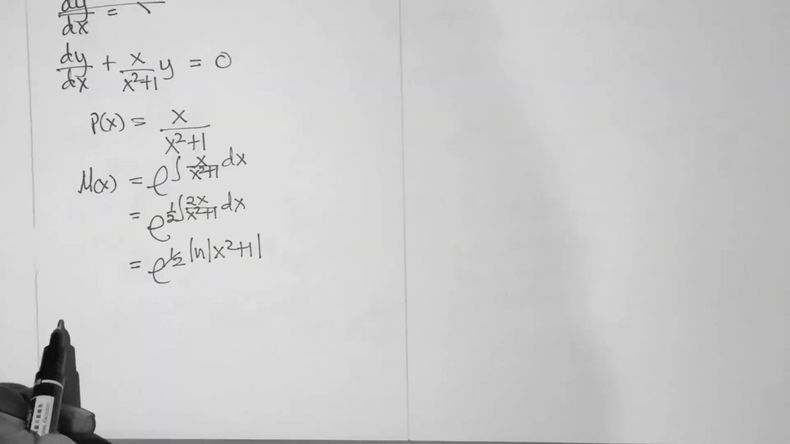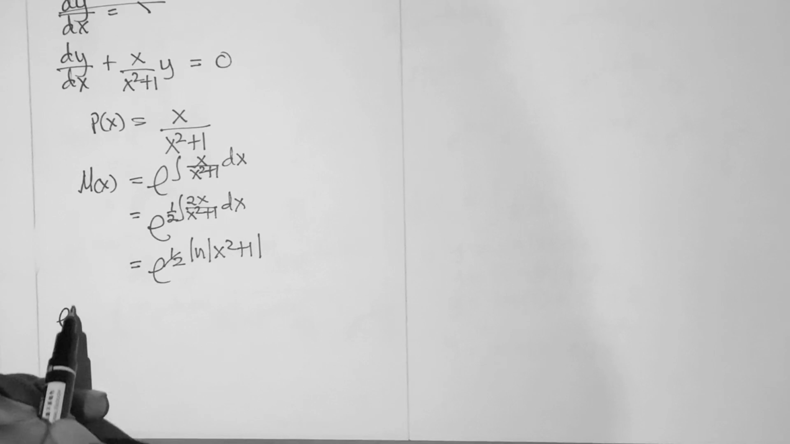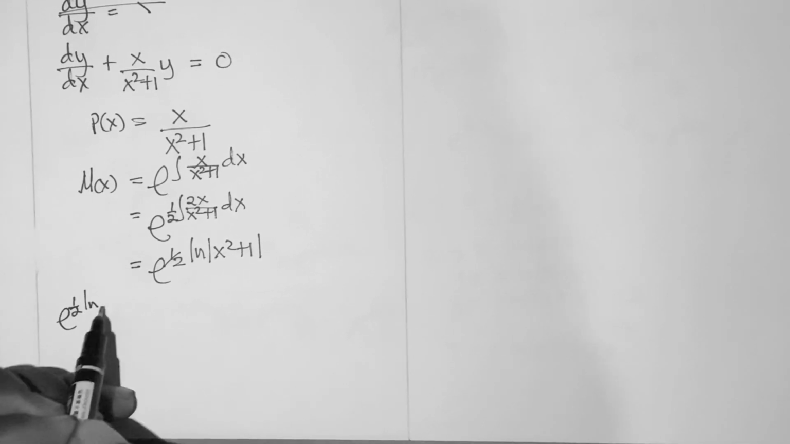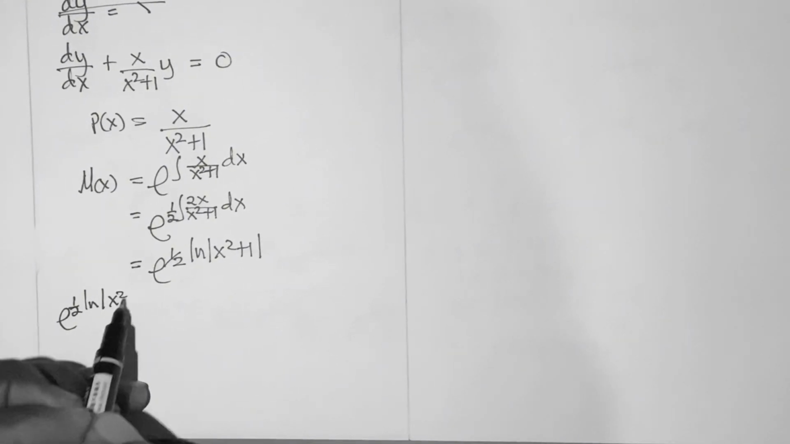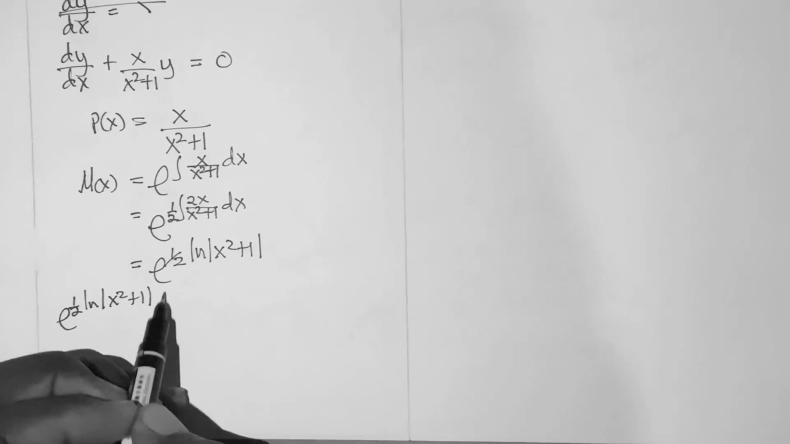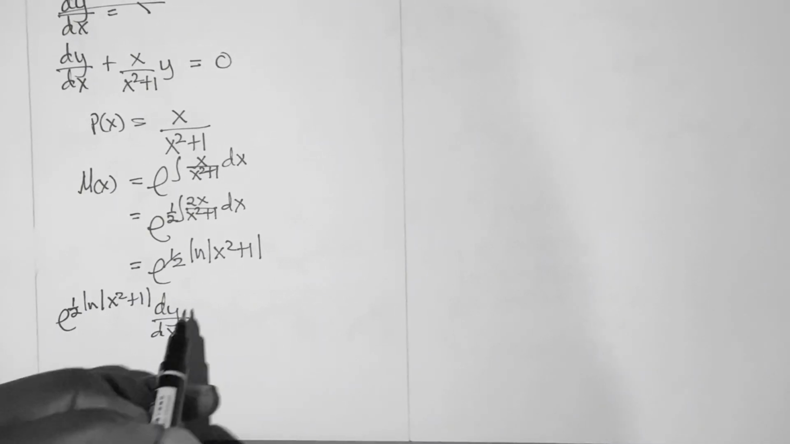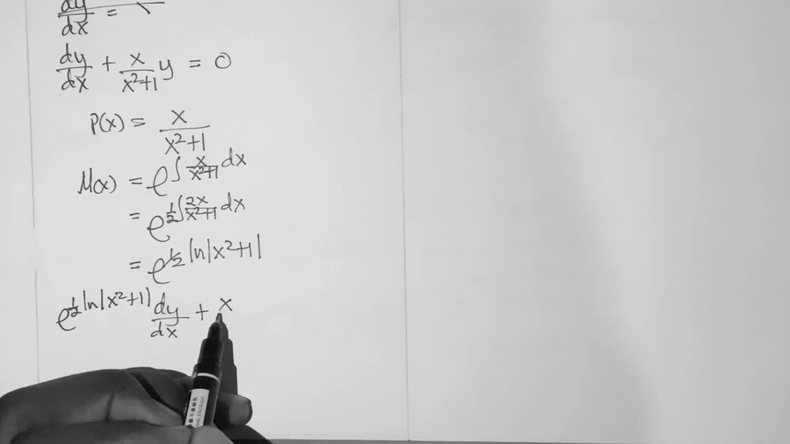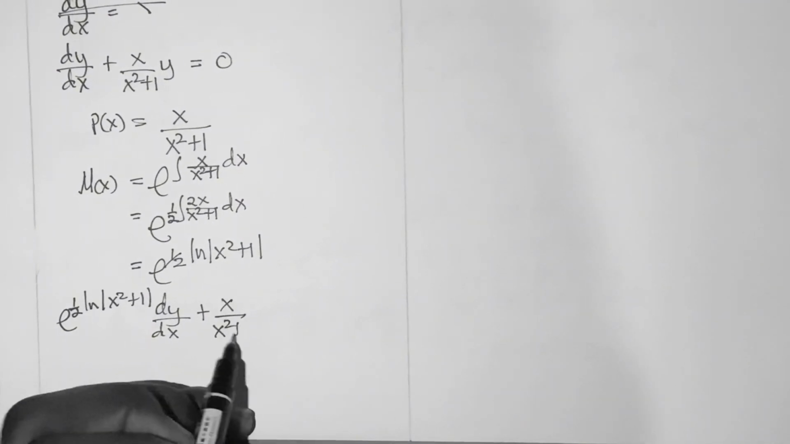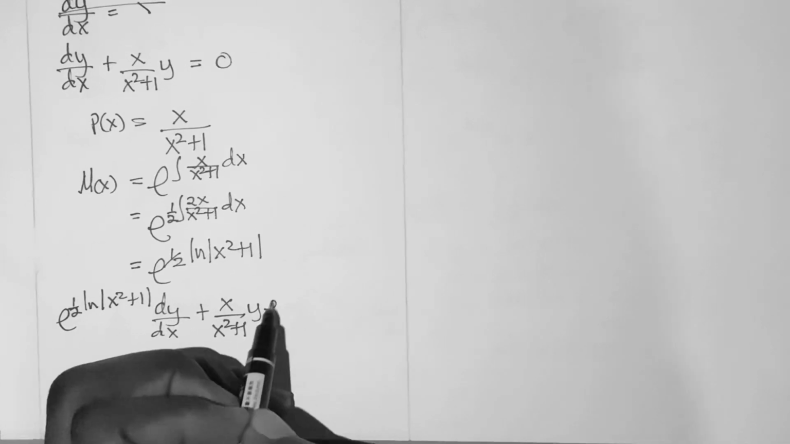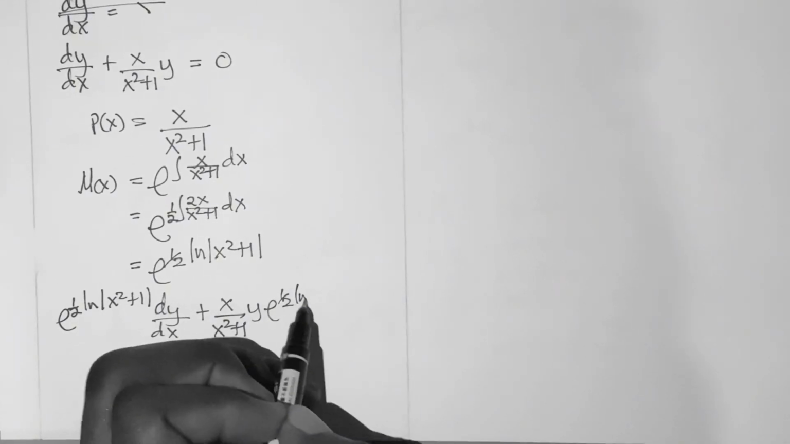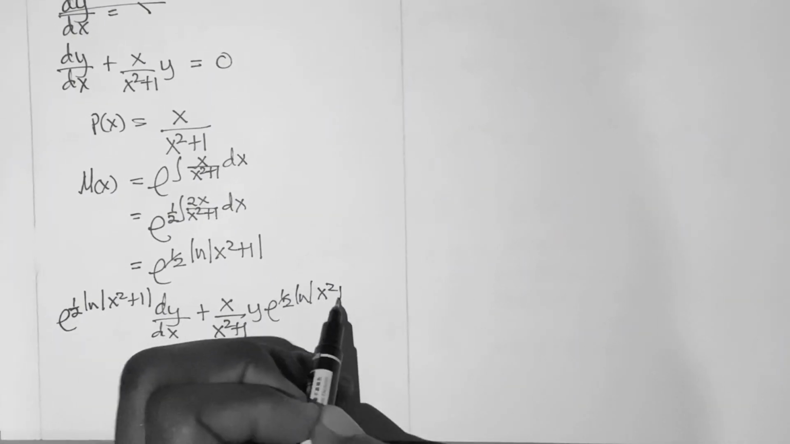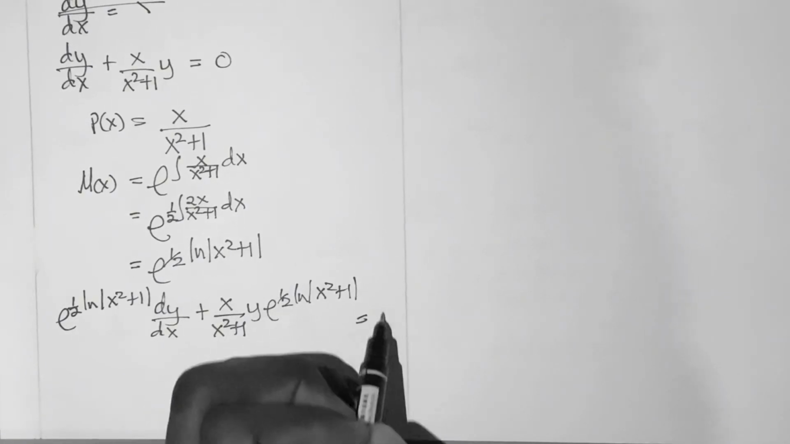So we need to multiply through by the integration factor. So we have exponent half of natural log of the absolute value of x squared plus 1 dy dx, then plus x over x squared plus 1 y exponent half of natural log of the absolute value of x squared plus 1 is equal to 0.